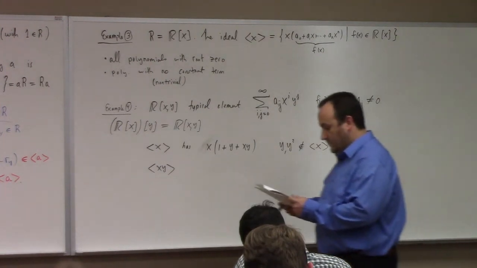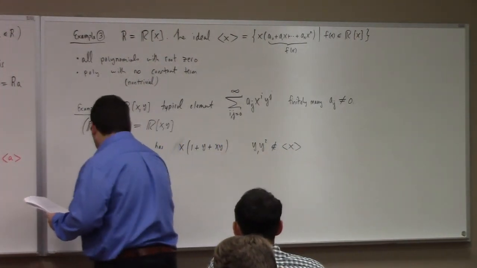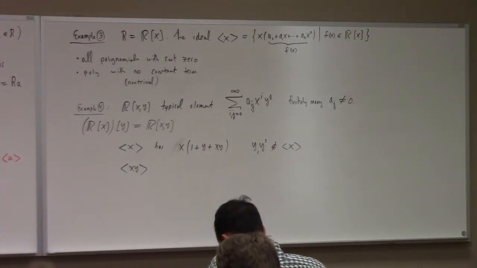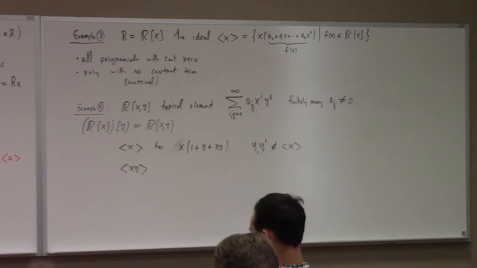All right. If you can do it for one, you can do it for more. So, definition. So we can also look at the ideal generated by more than one thing.